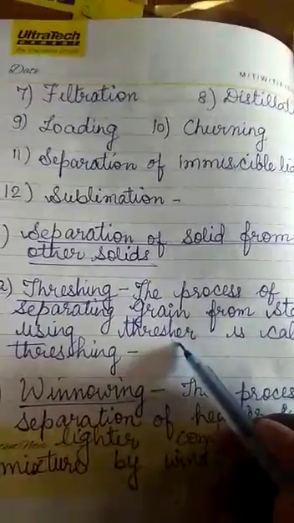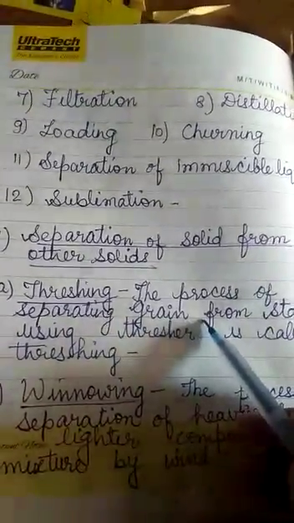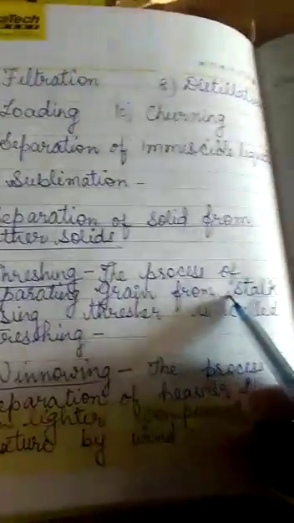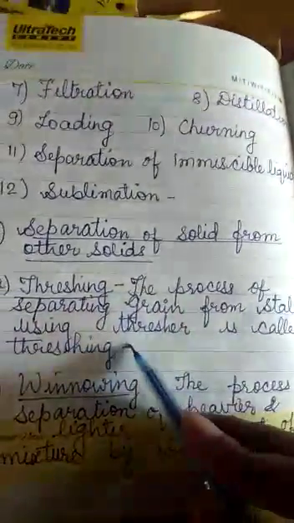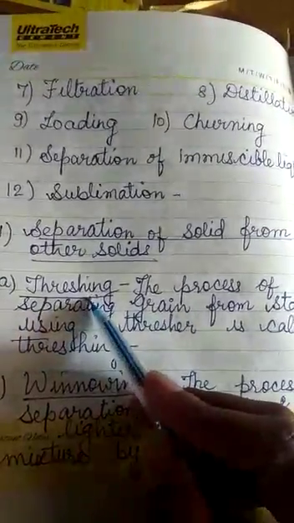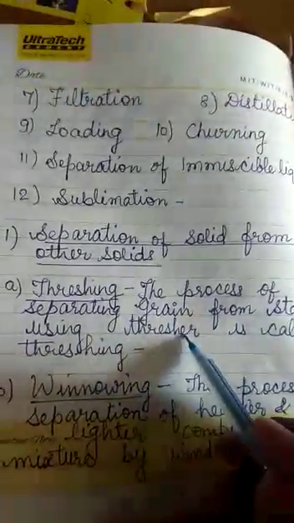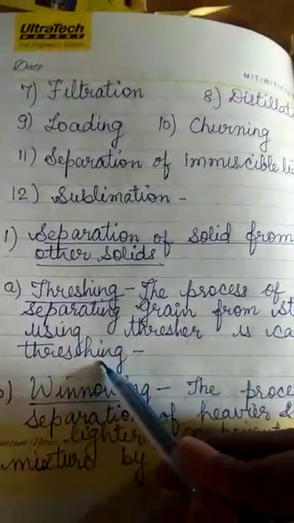In the earlier days, people used to beat the grain against hard surfaces. As a result, the grains get removed from the stalk. But nowadays, a thresher is used for this purpose. So what is threshing? A method of separating grain from stalk using a thresher is called threshing.